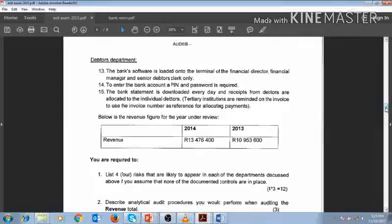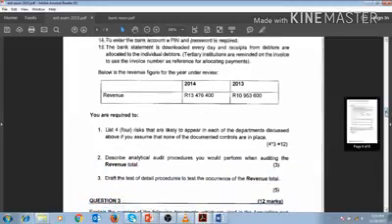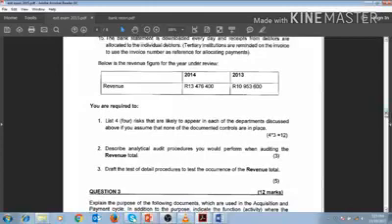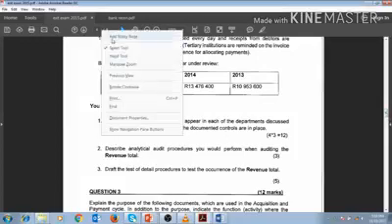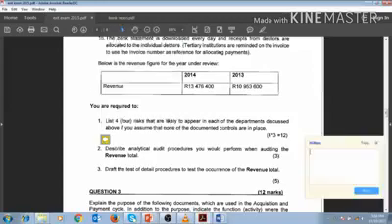Now you are required to list, let's read. You are required to list any 4 risks that are likely to appear in each of the departments discussed above if you assume that none of the document controls are in place. So now you want to give risks if we are assuming that the controls that we just read were not there. What are going to be the risks for each department? So I'm going to make 3 notes. The first one is going to be for ordering department. My answer for that one, let me just write for ordering department.